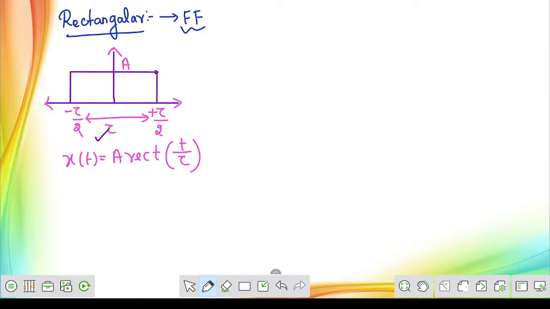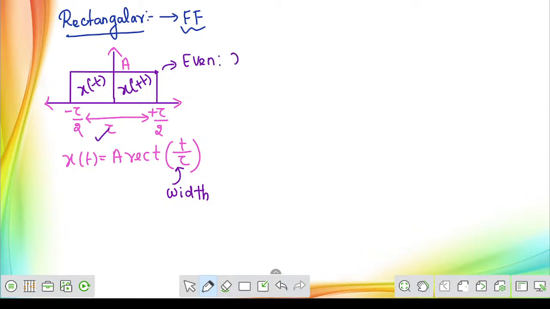What is the total width? It is tau. That is what will be given here. The tau represents the width of the rectangular function. And you can observe that the rectangular function x of minus t and x of t are both symmetrical to each other. It means you can say the rectangular function is an even function.